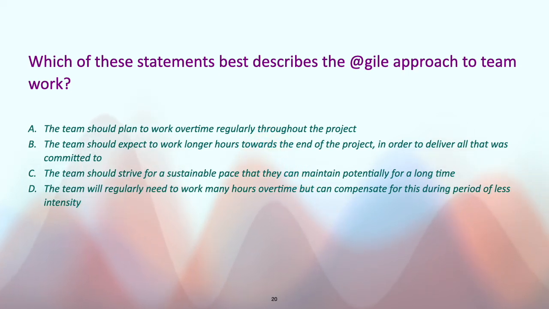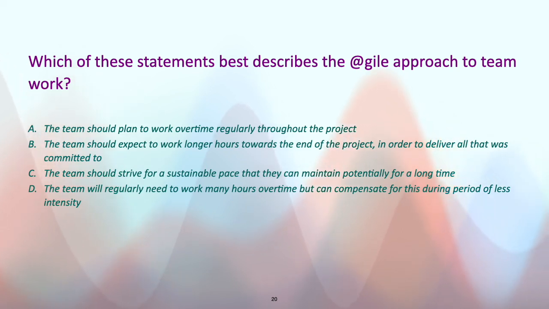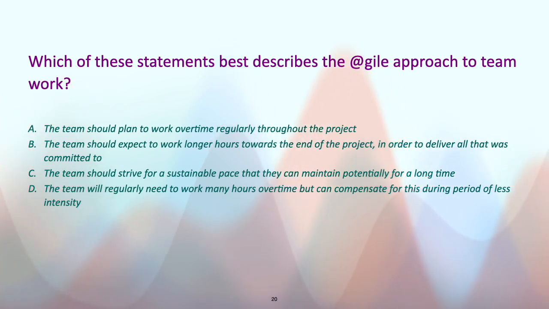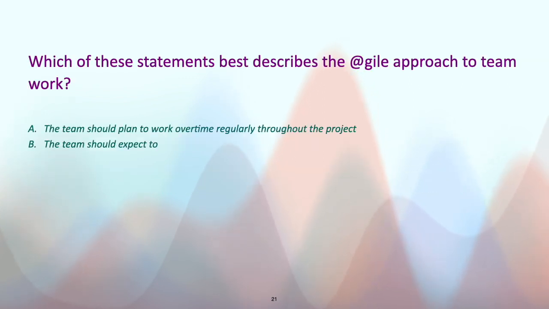The next option is the team should strive for a sustainable pace that they can maintain potentially for a long time. The team will regularly need to work many hours overtime, but can compensate for this during periods of less intensity. Okay, so I think if you look at these options carefully, you will figure out that sustainable pace is something which is very important for the agile approach. So the right answer would be option C.